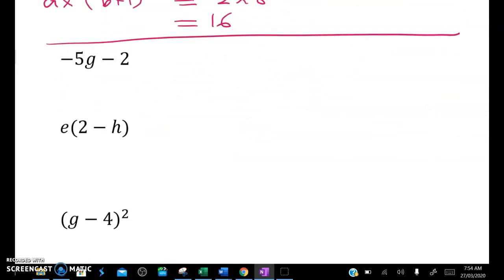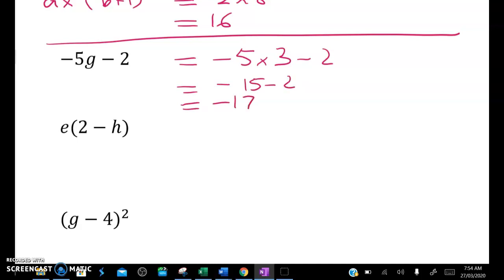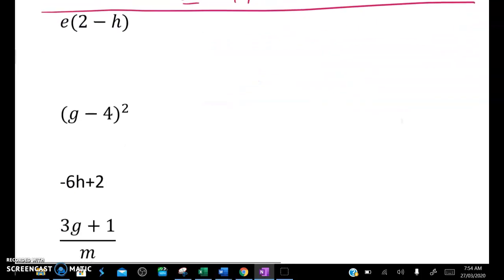Negative 5g minus 2. So it's negative 5 times 3 minus 2. A negative times a positive is a negative. So it's negative 15 minus 2, which is negative 17. And here are the next ones.